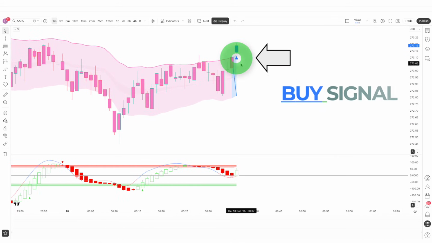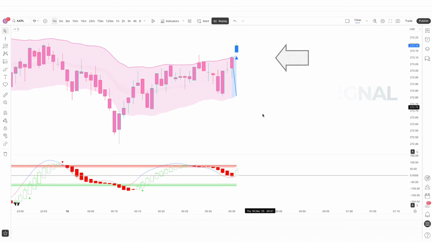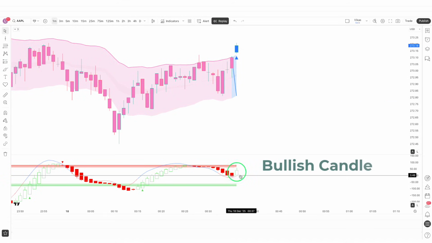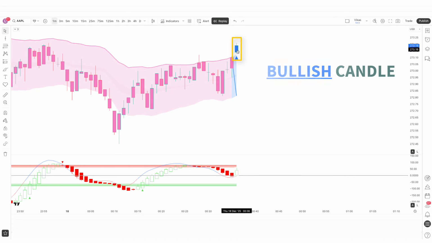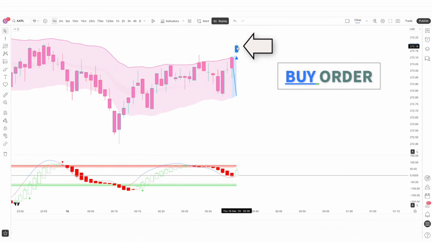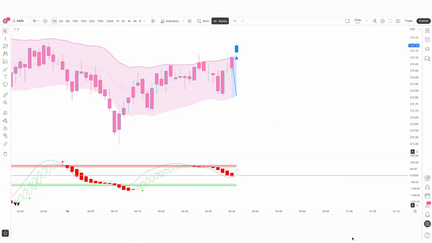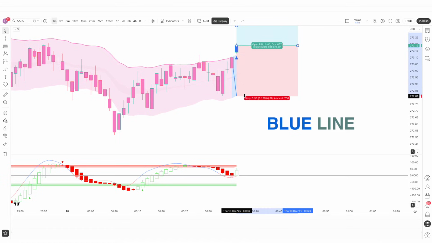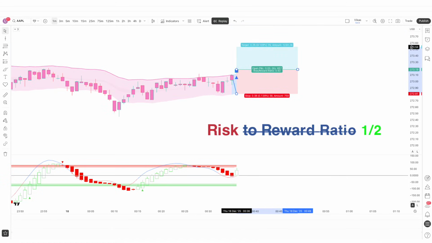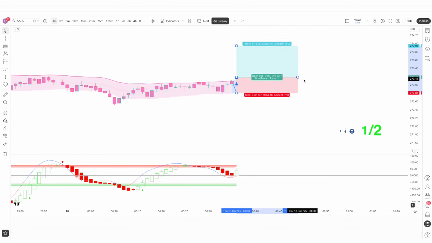When the Super Trend Dual RMA shows a triangle up, that indicator is a buy signal. The bullish candle of the Normalized Gaussian MACD should be above the zero line. When the market forms a bullish candle and this condition is fulfilled, then we will place a buy order. Our stop loss is to be placed at the blue line, and the risk-to-reward ratio will be 1:2.